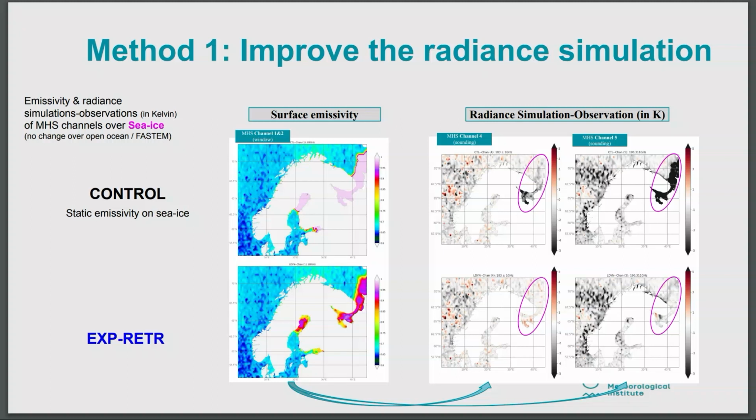Same if we check the emissivity over the sea surface, in purple. As you can see in the first line, in the control, the default emissivity is static over sea ice. But if we use the retrieval, we can better capture the variability, and the difference between simulation and observation is quite reduced, and then we will be able to better constrain the analysis.